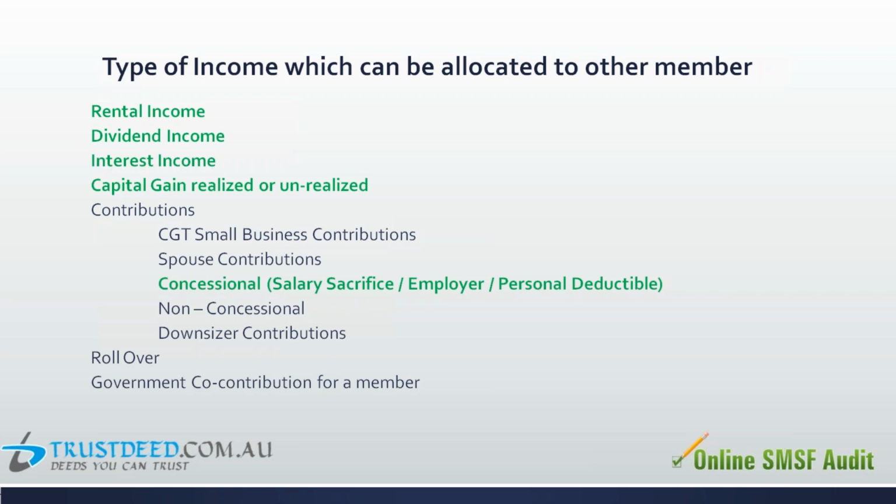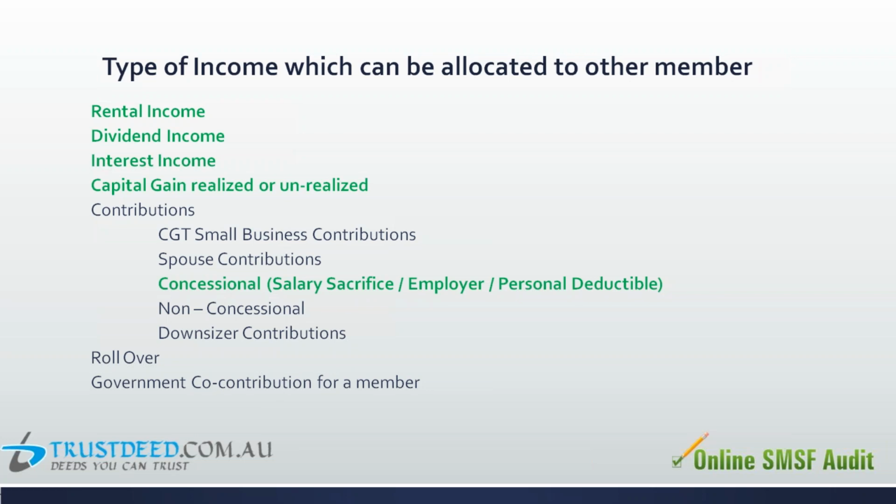Downsizer contributions cannot be allocated. And very soon I'm going to put up another post for a webinar on what the new downsizer contributions are. There's no rush. This legislation commences from 1st of July 2018, so you cannot make these contributions at the moment anyway. Rollovers cannot be allocated to, because they're considered non-concessional contributions. Government co-contributions for a member again cannot be split with other members.